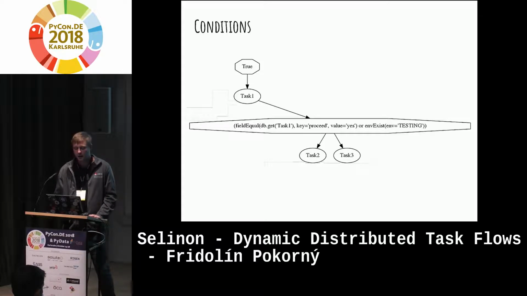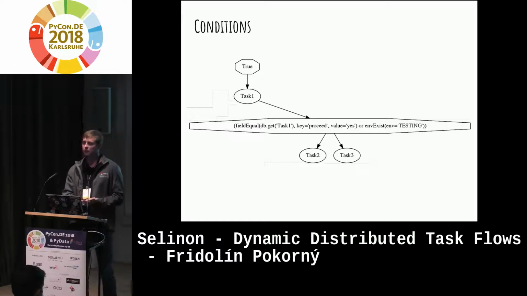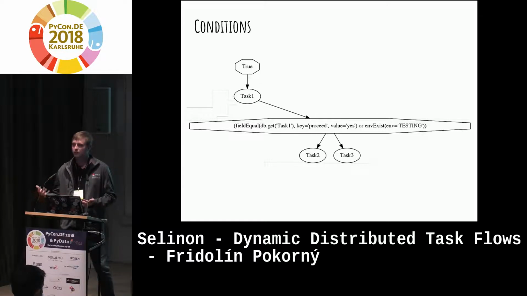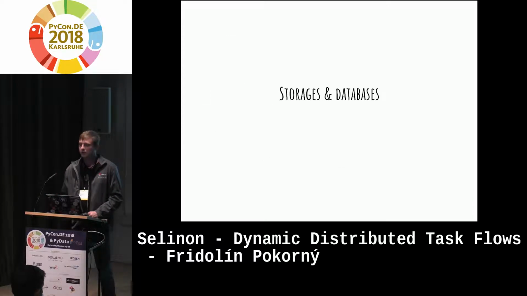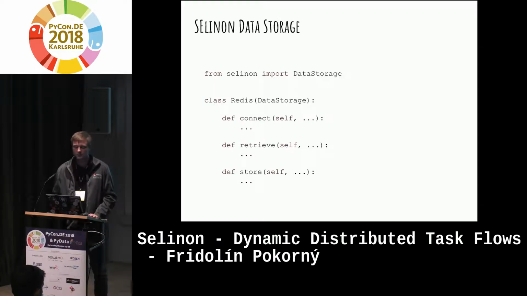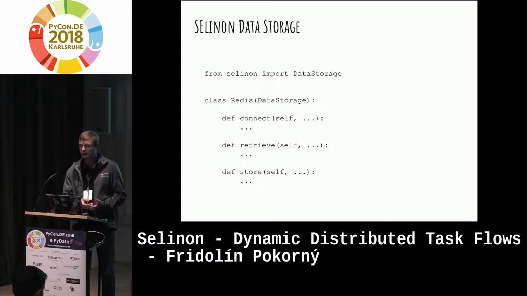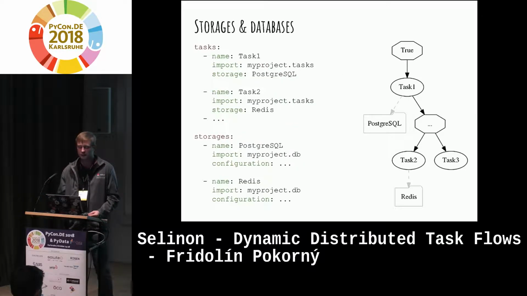if the given condition is met. Okay, you might be wondering, we executed task 1, but where were the results computed by task 1 stored? And the answer is data storage, or databases. So in order to use databases in Selinon, there is an abstraction called data storage. It's an abstract class that defines what methods you need to implement in order to use some storage. In this case, we are implementing a Redis adapter. In order to use this Redis adapter, we need to define how to connect, how to retrieve, and how to store results.